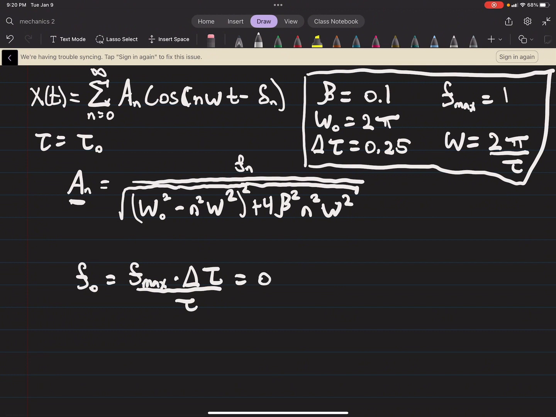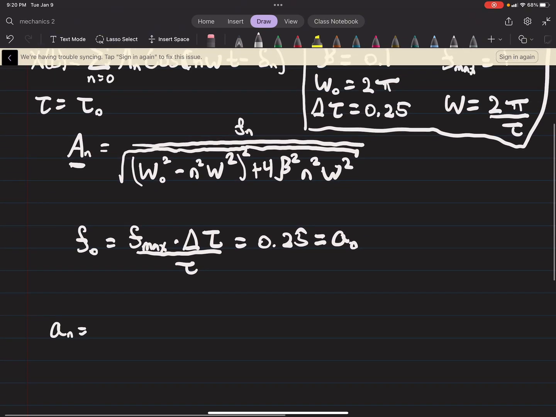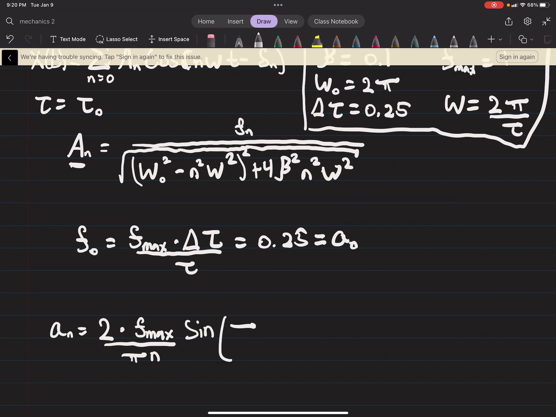Which this ends up being 0.25, which sometimes, like I said, is referred to as a sub n, or a sub naught. It's the first term. For any other term, so that's obviously when n equals 0, but for any other term, it's 2 times f max over pi times n, and then we multiply that by sine of pi n times delta tau over tau. So n equals 1, 2, 3, or 4. If we want to find that coefficient, we find it this way.